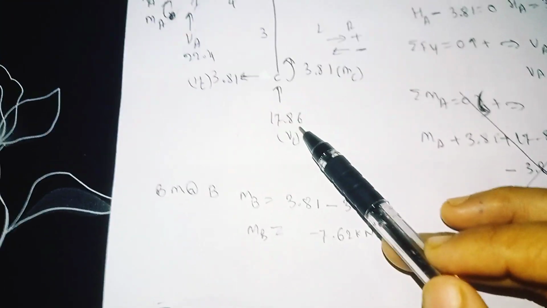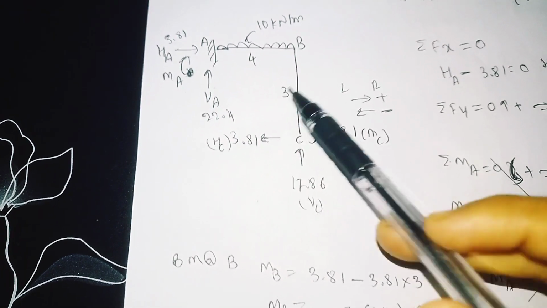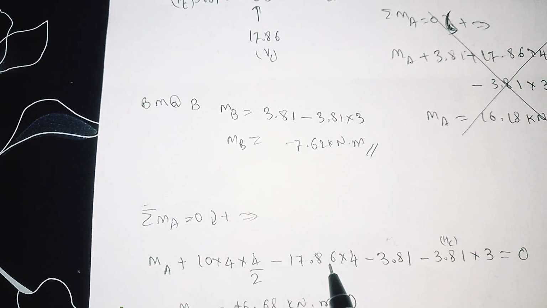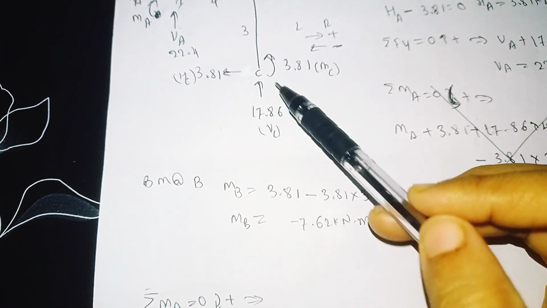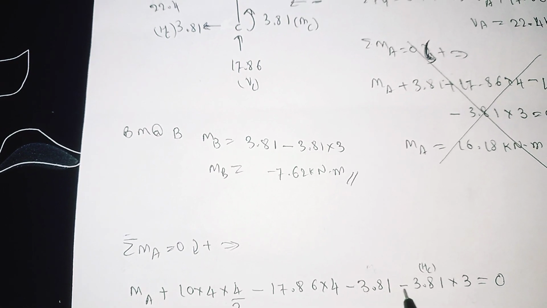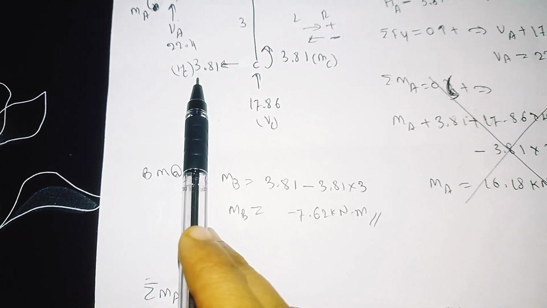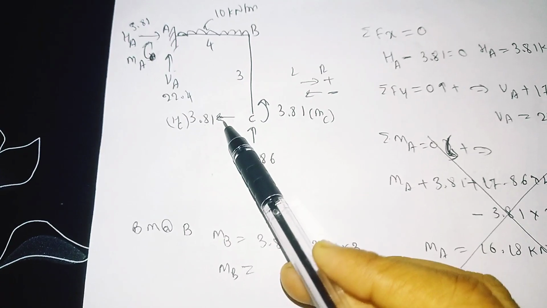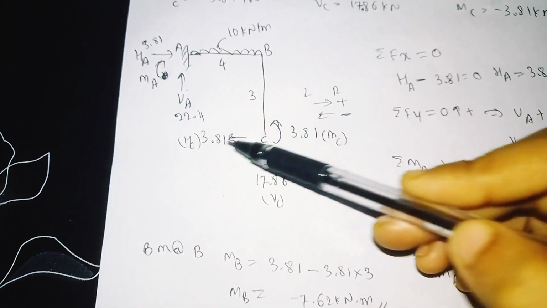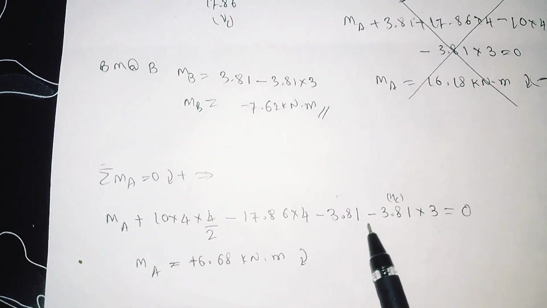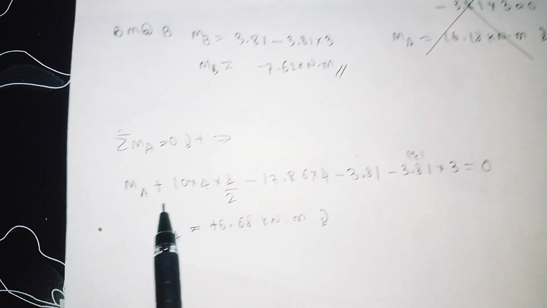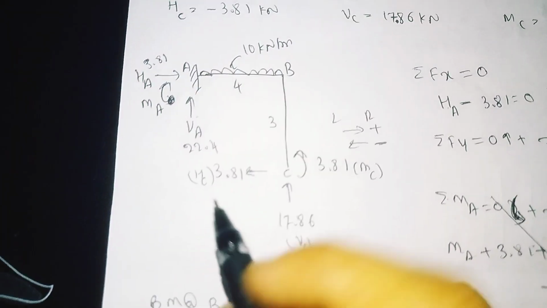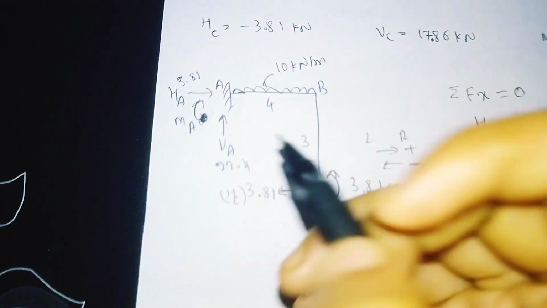So 17.86, the perpendicular distance of this is 4 meter. So minus 17.86 into 4 meter, as the moment is anti-clockwise. Then minus 3.81, here the horizontal load is acting, and it is also anti-clockwise. The perpendicular distance of this one is 3 meter. So minus 3.81 into 3 is equal to 0. So calculate this, our MA will come out as 6.68 kilonewton meter, clockwise. So whatever direction we have taken, the clockwise is correct.